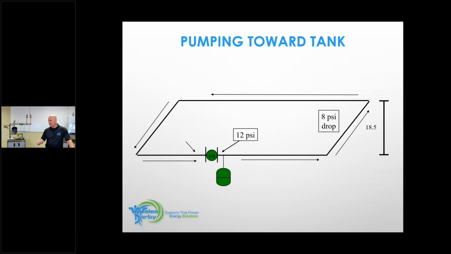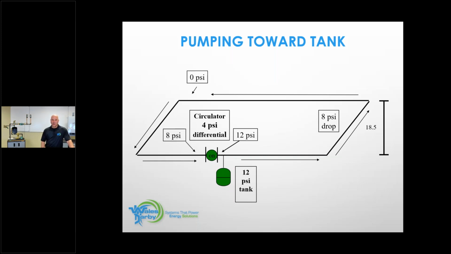We do have an answer. Go ahead, what do you got? 0. 0. That is a 4 PSI pressure drop across the circulator. The expansion tank stays at 12 PSI. Up top is going to go to 0 because we need to create a pressure differential across the circulator. So the point of no pressure drop really is out here. By pumping into the expansion tank, the circulator still has to create a pressure differential.